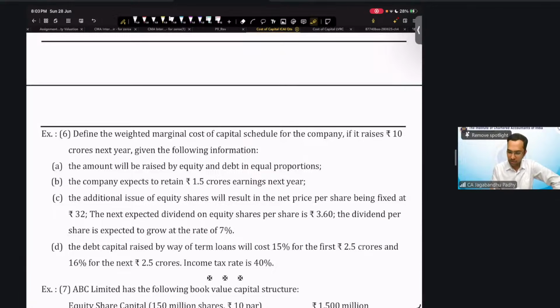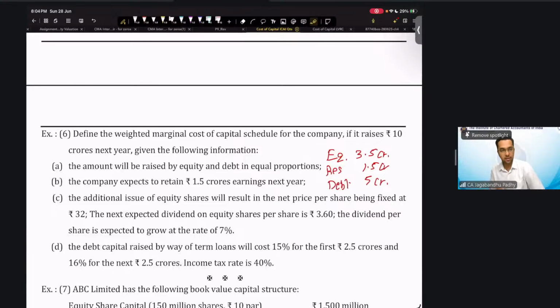So we have to calculate here the weighted average marginal cost of capital. You're raising 10 crores, given the following information, the amount will be raised by equity and debt in equal proportion. So basically 10 crores is going to be raised 5 crores as equity, 5 crores as debt. Now out of that equity, 1.5 crore is already that you are having as earnings. So what will be the new fresh equity that we are going to issue? Fresh equity will be 3.5 crores. You already have reserves of 1.5 crores and you need to raise a debt of 5 crore.